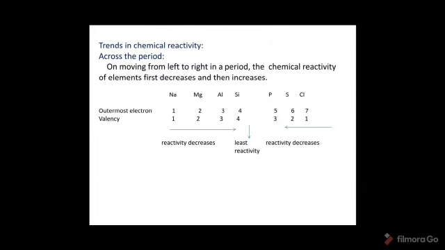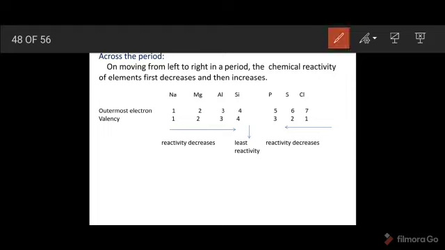Across the period, on moving from left to right, the chemical reactivity of elements first decreases and then increases. Example, take sodium, magnesium, aluminium, silicon, phosphorus, sulfur, chlorine. First, sodium. Outermost electron is 1, the valency is 1. Magnesium, outermost electrons 2, the valency is 2. Aluminium has 3 electrons in the outermost shell. The valency of aluminium is 3. Silicon has 4 electrons in the outermost shell, so the valency is 4.